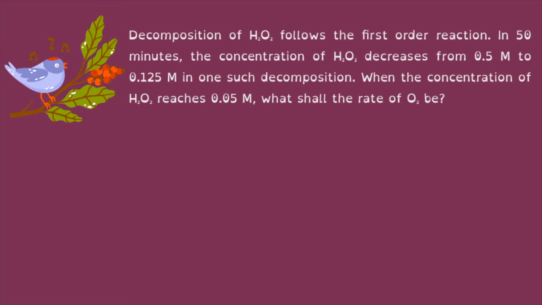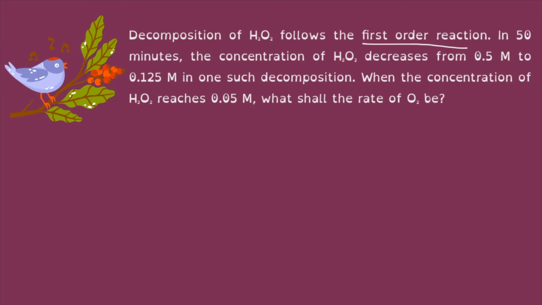In order for you to answer this question, you need to understand two different rules. One is the rate law and the other one is the rate expression. So we are going to start with the rate law. According to the question, this reaction follows the first order reaction. So the first thing that you need to do is you need to be able to calculate the value of K, which is the rate constant.